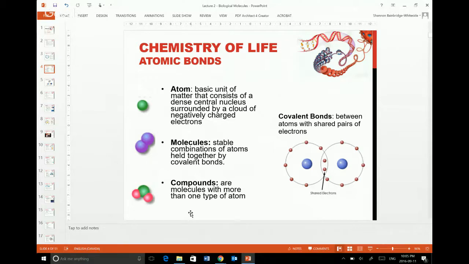If they're different, we often refer to that as a compound. And compounds can also have different atoms held together by more than just covalent bonds, so by other types of bonds that we'll talk about. So central to human biology is the covalent bond. It's the strongest bond that we've got in our cells.